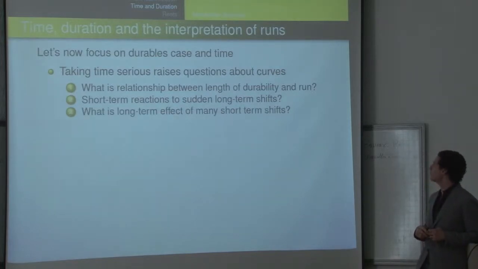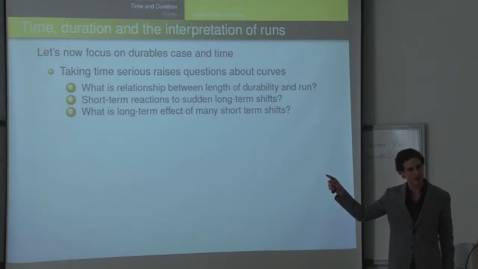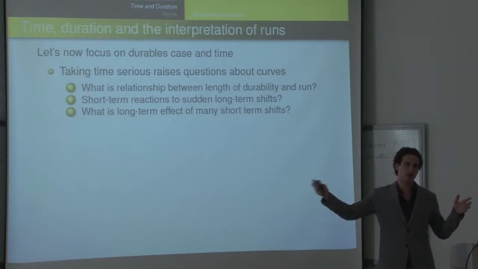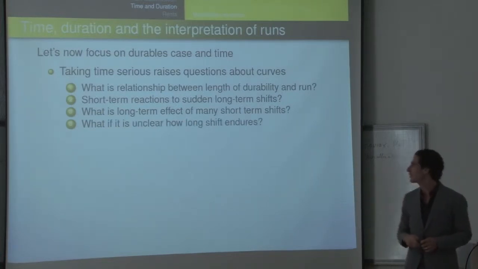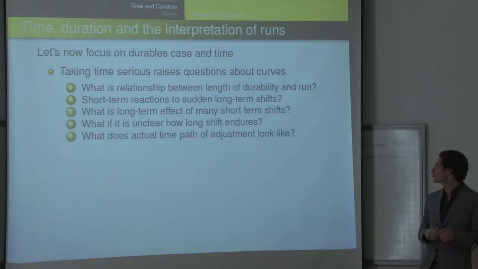What is the long-term effect of having many short-run shifts over some period, right? So we want to say, what is the long-run effect of the fact that we now learn that rather than everything being constant, it will be moving around all the time? What if it's unclear initially whether a long-run shift is going to last forever, or if it's only going to last for a short time? What does the actual path of adjustments look like?